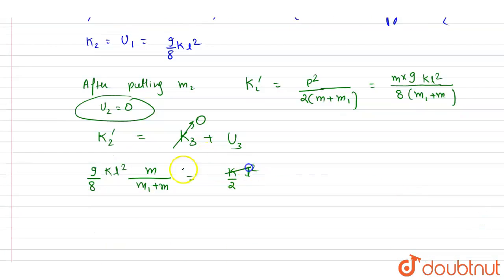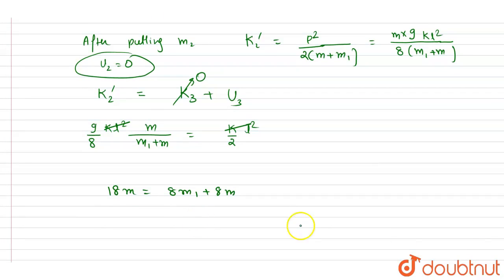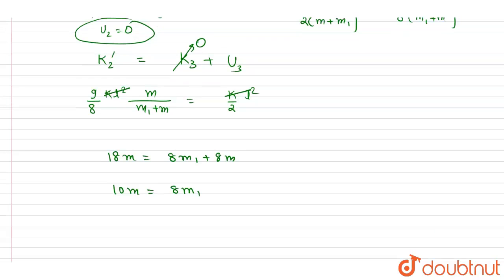So KL squared can be cancelled out. Now you can cross multiply, which gives 8 m1 = 10 m. So we get m1 = 5m/4. This is the answer of this question.